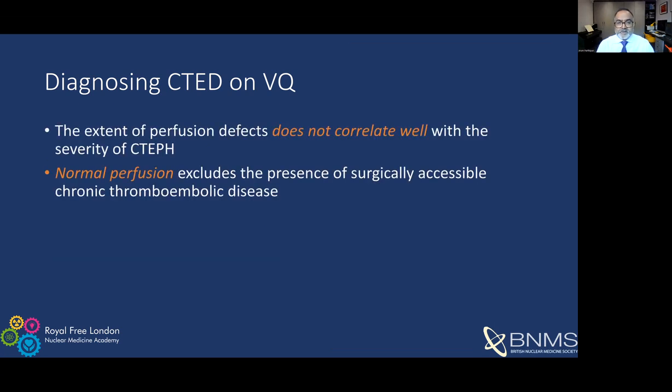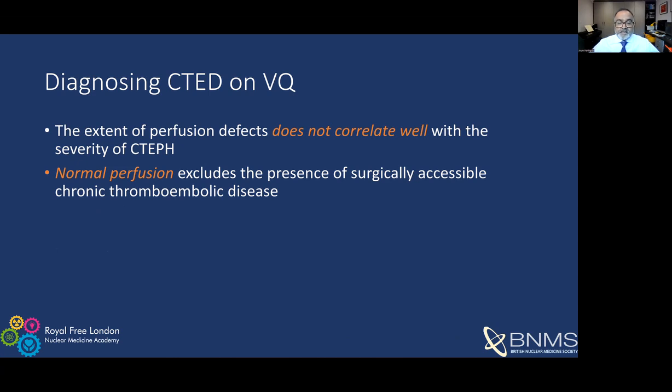The other thing that is tricky is that the extent of the perfusion defects doesn't correlate with CTEPH. So patients can have quite significant pulmonary hypertension and not have such a large extent of disease on a VQ scan.